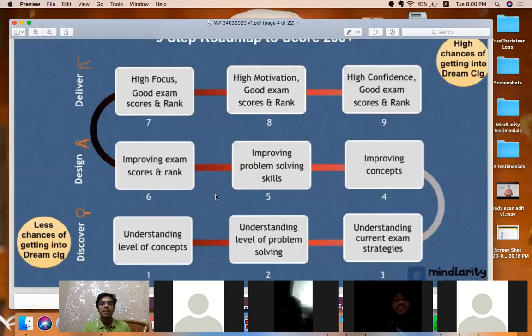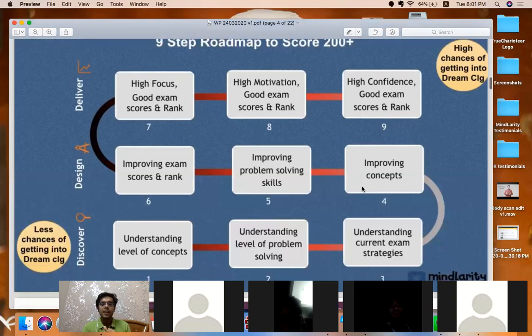इसके बाद जब हमने एक बार अपने आप को जान लिया, तभी हम अपने आप को इम्प्रूव कर सकते हैं. इसके लिए हम डिजाइन करेंगे अपनी स्ट्रेटजीज, कॉन्सेप्ट्स इंप्रूव करने के लिए, प्रॉब्लम सॉल्विंग इंप्रूव करने के लिए और एग्जाम स्कोर्स एंड रैंक इंप्रूव करने के लिए. So जब हमने एग्जाम स्कोर्स एंड रैंक के लिए स्ट्रेटजीज बना ली, फिर क्या है, हमें कंसिस्टेंटली अपनी परफॉर्मेंस को ऊपर लेते जाना है और उसके साथ साथ अपना फोकस, मोटिवेशन और कॉन्फिडेंस बनाए रखना है, ताकि हम कंसिस्टेंटली अच्छा परफॉर्म करते रहें और हमारे चांसेस जो हैं ड्रीम कॉलेज में जाने के बढ़ जाएं.